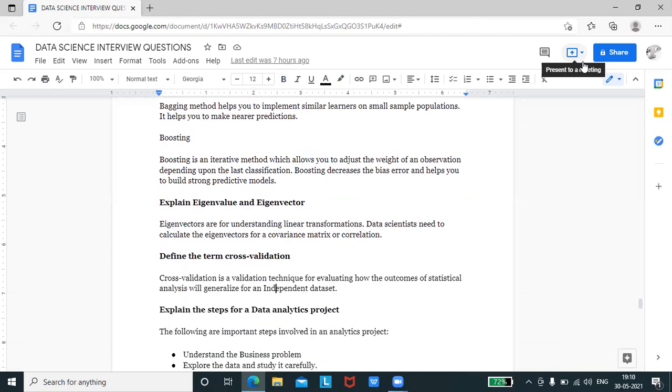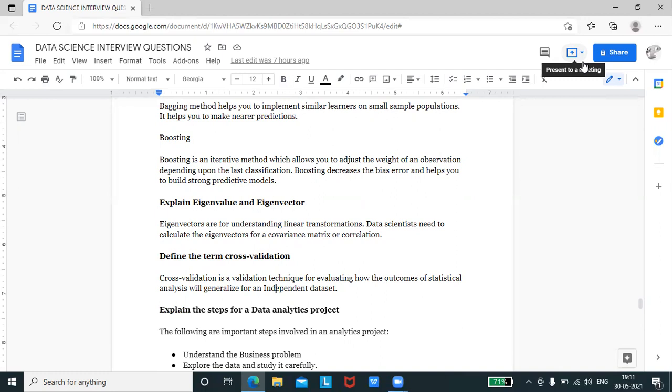The next question: define cross validation. Cross validation is again a very important term in machine learning. Cross validation is a technique for validating the model efficiency by training it on a subset of input data and testing on a previously unseen subset of the input data. We can also say that it's a technique to check how a statistical model generalizes to an independent dataset.